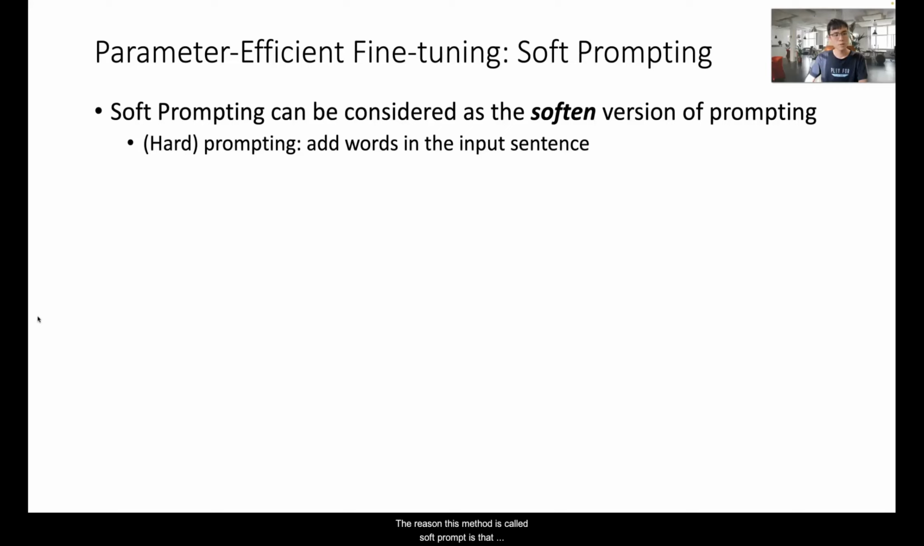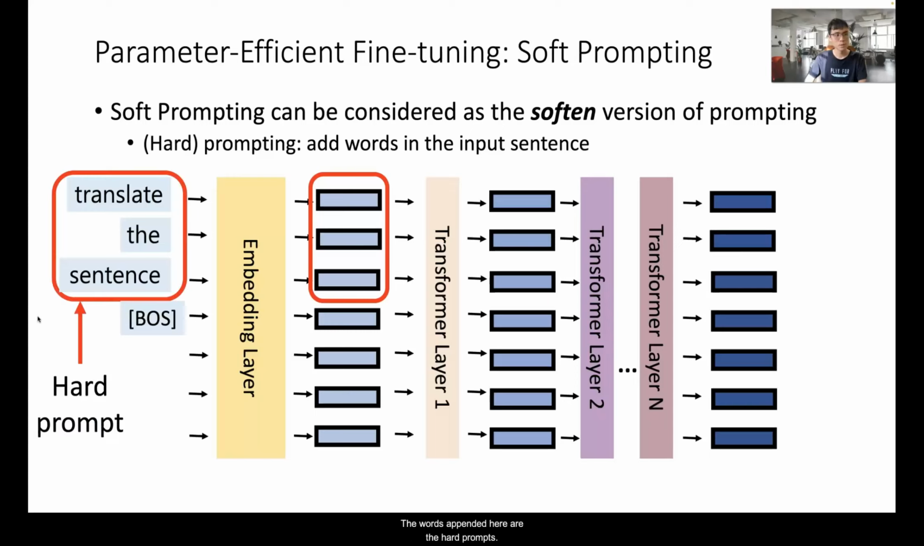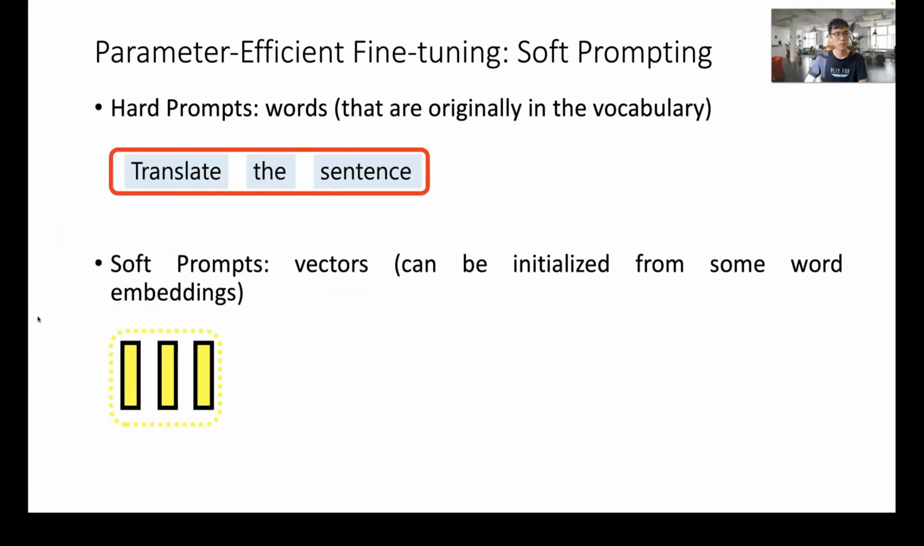The reason this method is called soft prompt is that sometimes when we want a language model to perform a task, we will use natural language sentences or words to instruct the model what the task is. For example, if we want the model to translate a sentence, we might append the words "translate the sentence" before the input sentence. The words appended here are the hard prompts. The adjective hard means the prompts are words or tokens. We say soft prompt to be soft because the prompts are vectors instead of words in the original vocabulary.